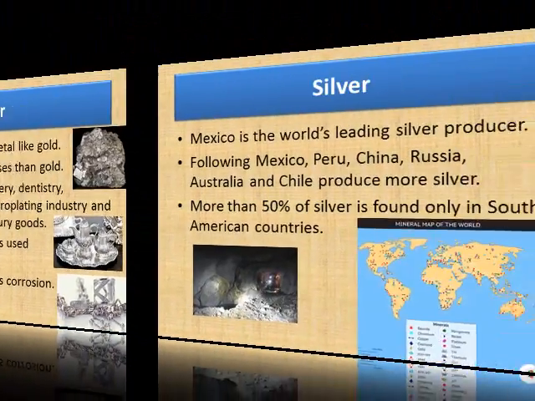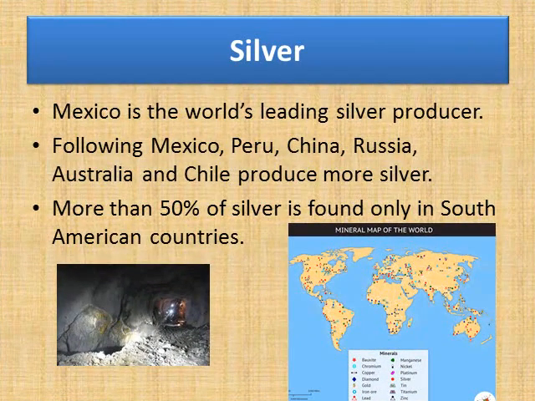Children, Mexico is the world's leading silver producer. The largest silver producer in the world is Mexico. Following Mexico, Peru, China, Russia, Australia and Chile produce silver. More than 50% of silver is found only in the South American countries. You can find the silver mines mostly in the South American countries.